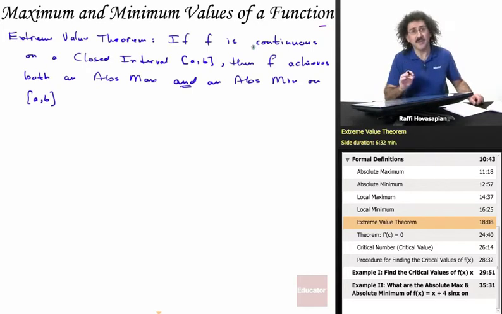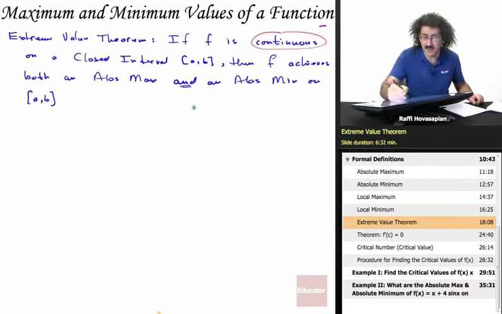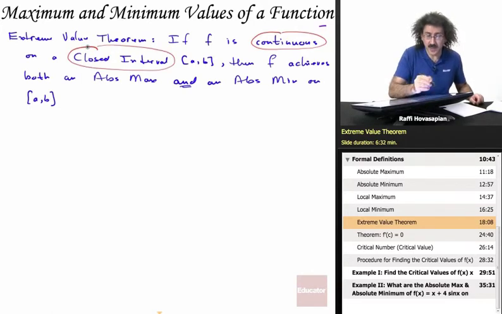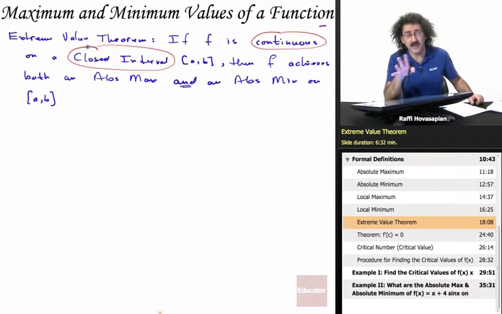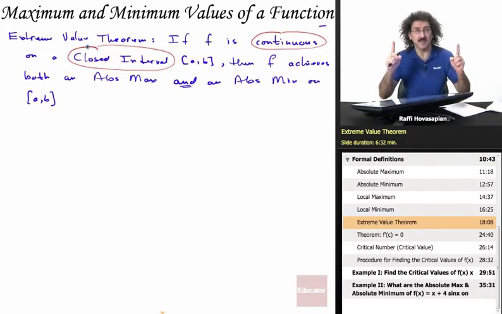The two hypotheses of this theorem are that f has to be continuous, and it has to be a closed interval. If those two hypotheses are satisfied, then the conclusion is that f has an absolute max and an absolute min on that closed interval. It might be inside the interval. In other words, it might be a local max or local min where it achieves its highest, or it might actually be at the endpoints. Because it's a closed interval, the endpoints are part of the domain.